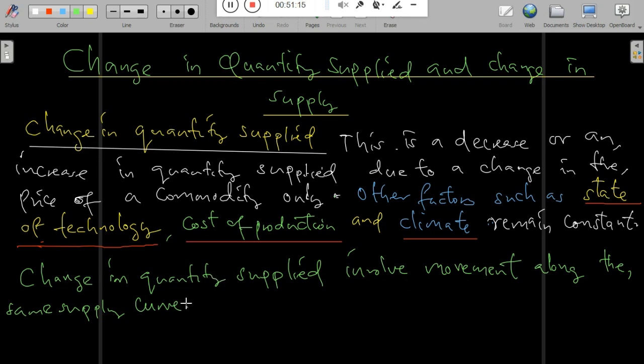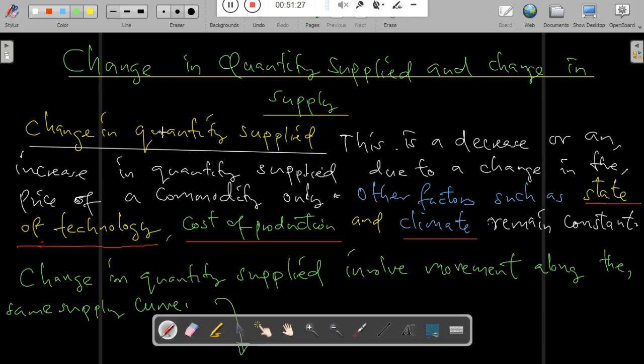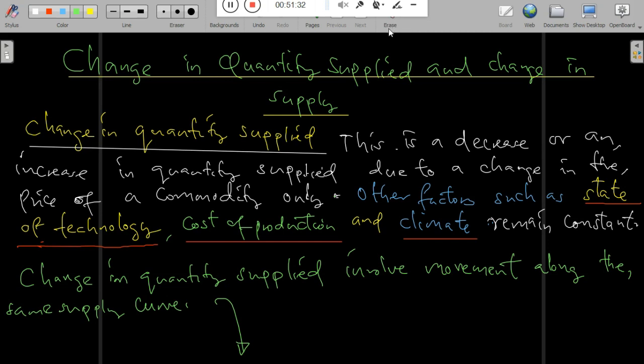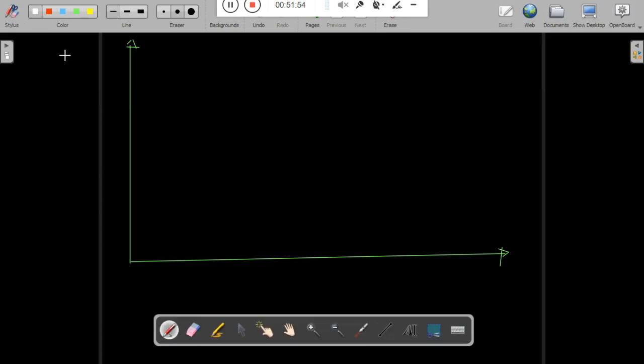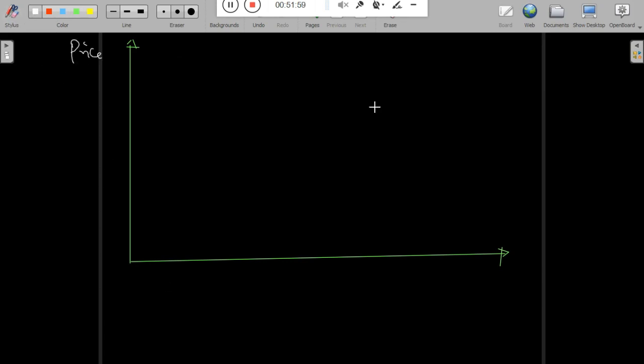So actually, the change in quantity supplied involves movement along the same supply curve. The decrease or increase in quantity supplied due to a change in the price of the commodity, while the other factors are kept constant, like technology, cost of production, and climate, is what we refer to as the change in quantity supplied. So normally the quantity supplied involves movement along the supply curve. Now watch the graph, where we can demonstrate the change in quantity supplied.